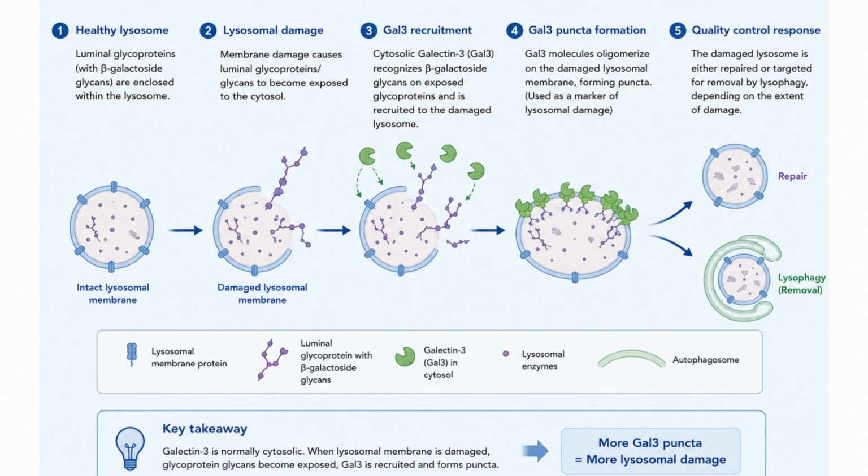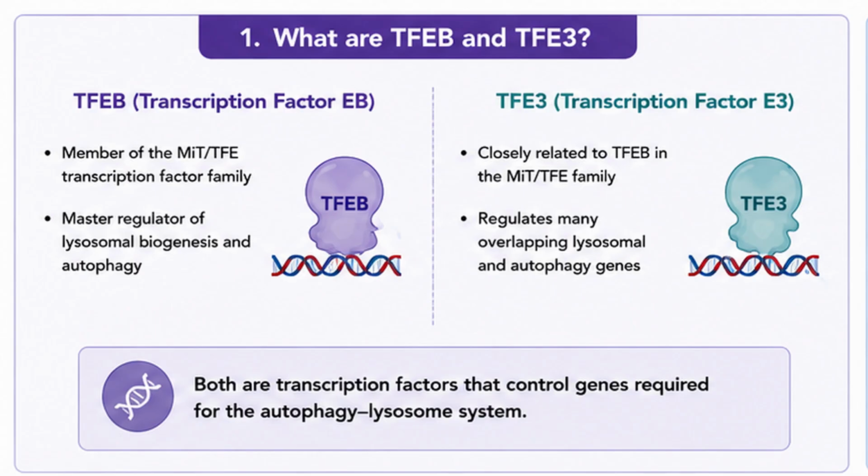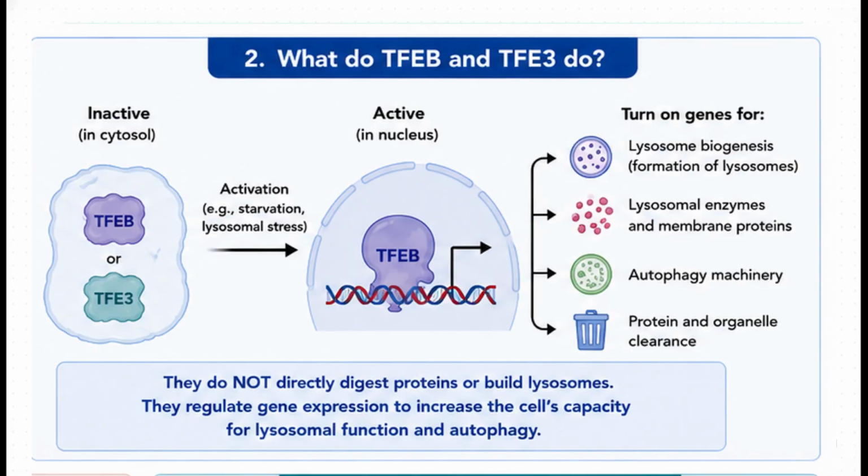Now, let's meet the absolute heroes of our story here, TFEB and TFE3. These are transcription factors. That means they don't actually digest the garbage themselves. Instead, they act as the cellular factory managers. When a cell realizes it needs more lysosomes, TFEB and TFE3 travel straight into the nucleus, bind to the DNA, and turn on the specific genes required to build more recycling workers, machines, and lysosomes. TFEB is widely considered the master regulator here for sure, but TFE3 operates in a very similar, closely related way.